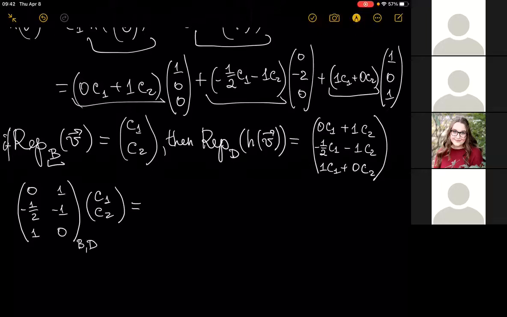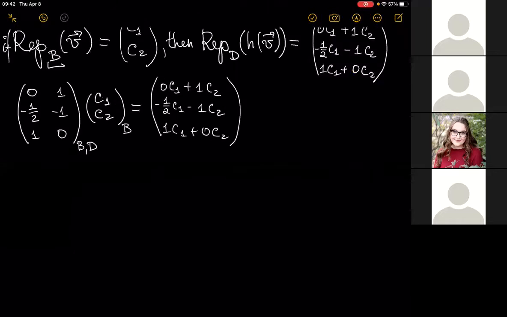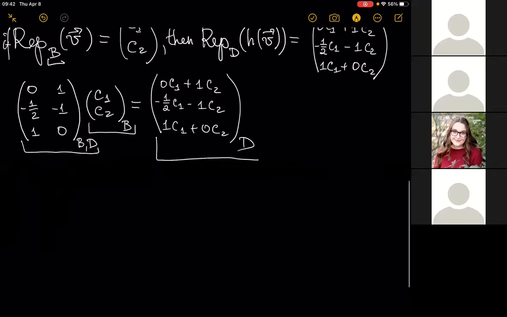So this is the representation with respect to B, and you're getting exactly 0 C1 plus 1 C2, -1/2 C1 minus 1 C2, 1 C1 plus 0 C2. Okay, so essentially, and this is the representation with respect to the basis D. We start from the coordinate representation with respect to the basis B, multiply by this matrix, and get the coordinate representation of the result with respect to the basis D.